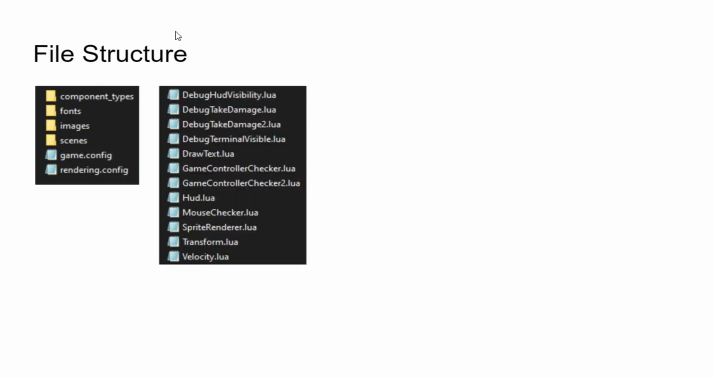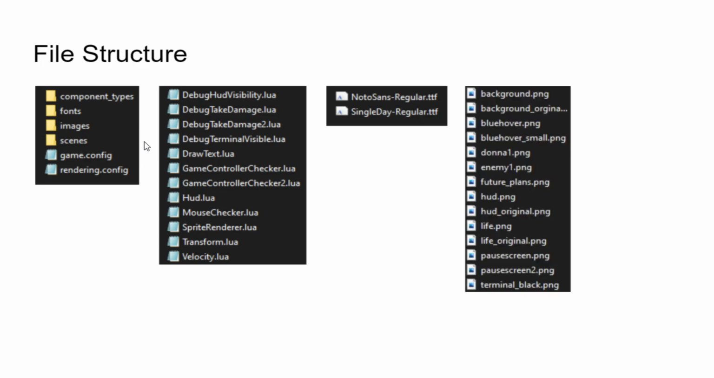Actor components, which are Lua scripts, text fonts, images to render to the screen, and scenes full of actors, as well as config files. While the C++ core of my engine is compiled in binary format, any developer using my engine will be able to view and modify all these files to make a game.